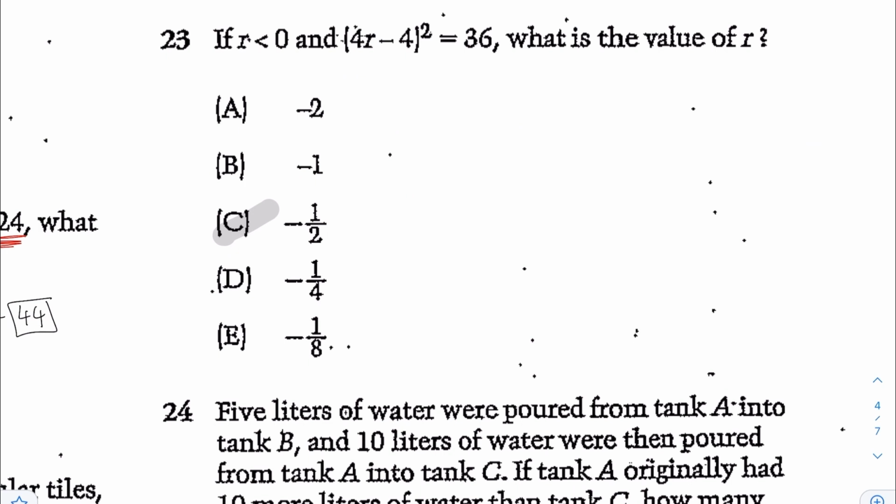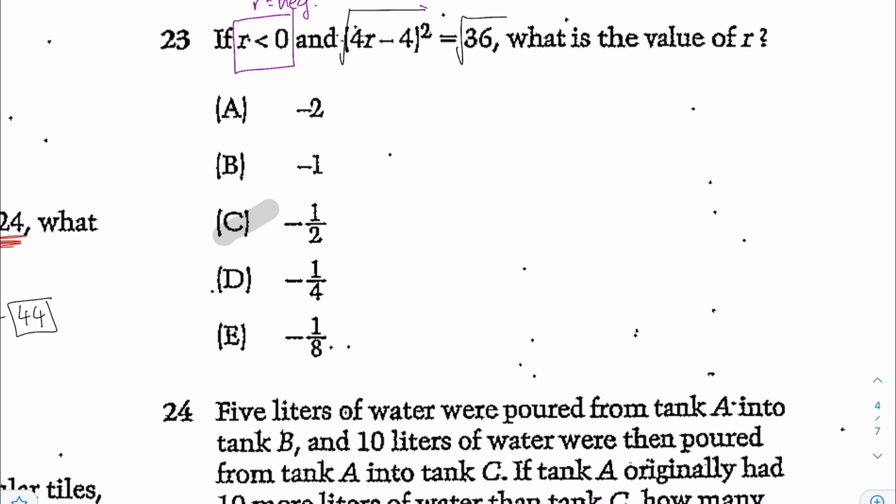All right, next for number 23. If r is less than 0 and (4r - 4)^2 is equal to 36, what's the value of r? So r less than 0 means that r is negative. And here you have (4r - 4)^2 is equal to 36. So what you can do is take the square root on both sides.